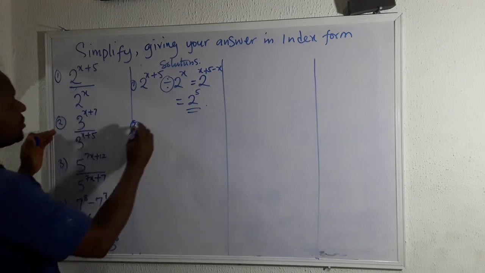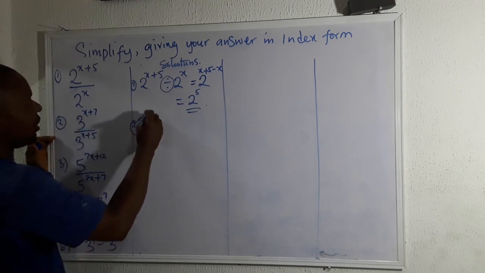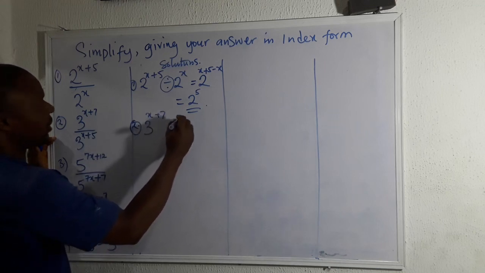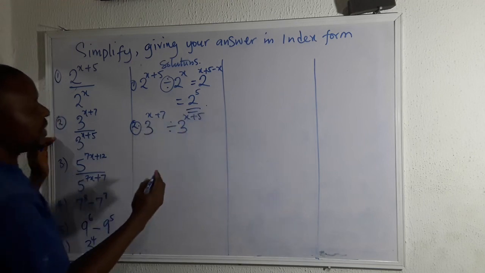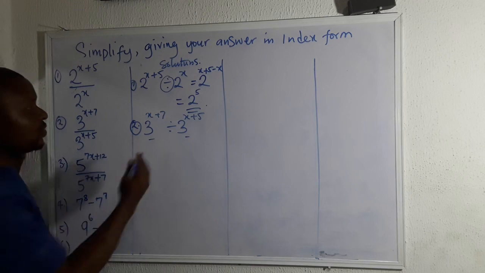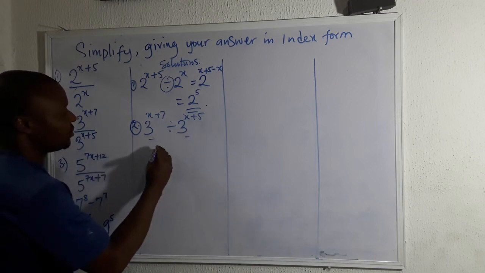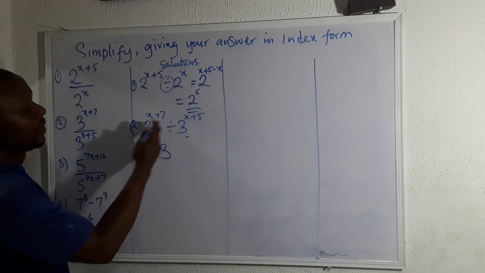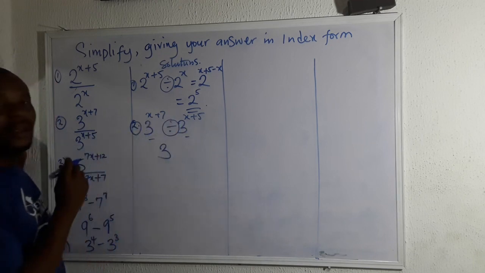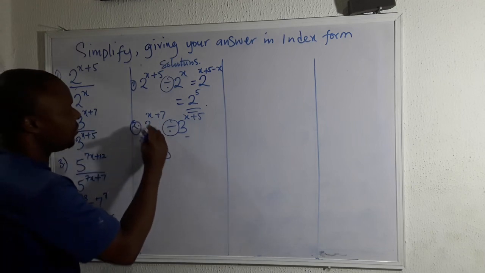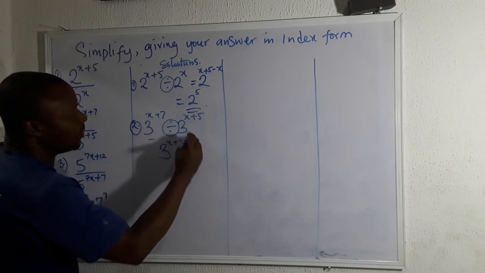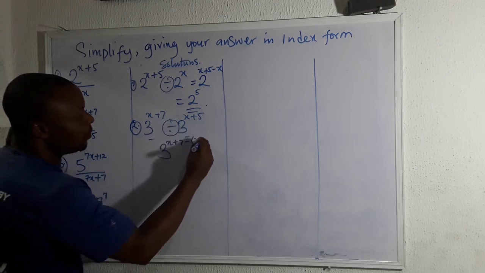Then number 2 is 3. We can re-express this as 3 raised to power x plus 7 divided by 3 raised to power x plus 5. So once again, the bases are the same, so all we need to do is to take one of the bases, which is 3. So what do we do to the powers? We subtract the powers because we have the sign of division in between the bases. So we have x plus 7 minus, we open our bracket, x plus 5.